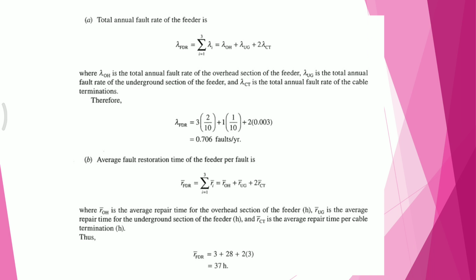That is, lambda FDR is equal to the summation of i equals 1 to 3 of lambda i, where i equals 1 to 3 are the three sections, that is overhead section, underground section and cable termination, where lambda OH is the total annual fault rate of the overhead section of the feeder, lambda UG is the total annual fault rate of the underground section of the feeder, and lambda CT is the total annual fault rate of the cable termination.